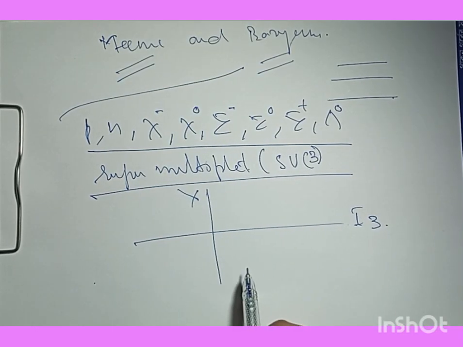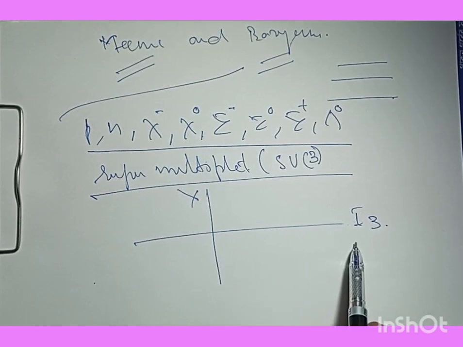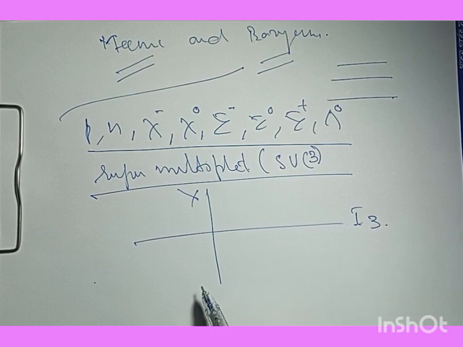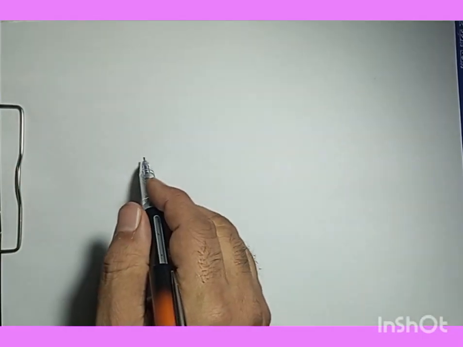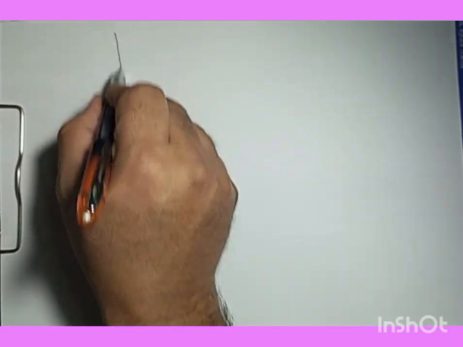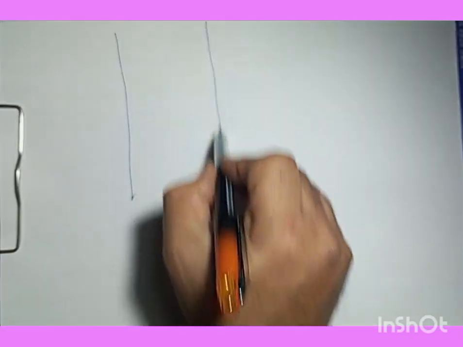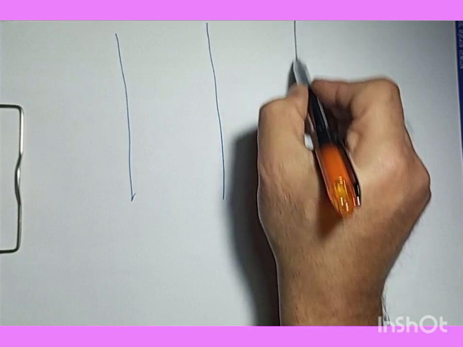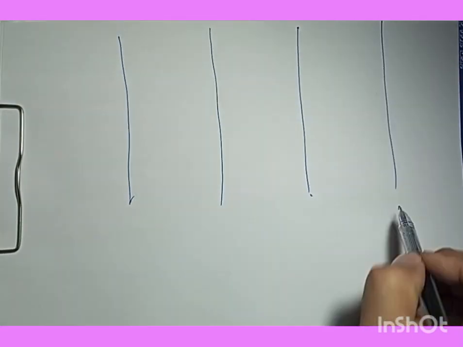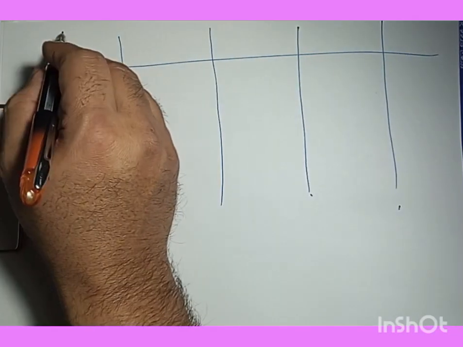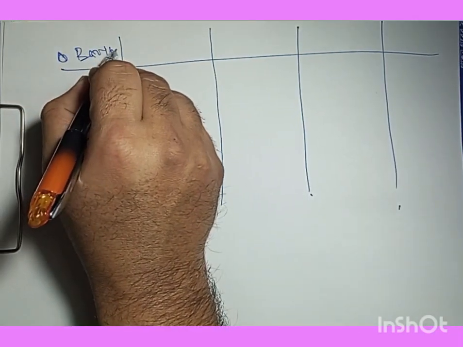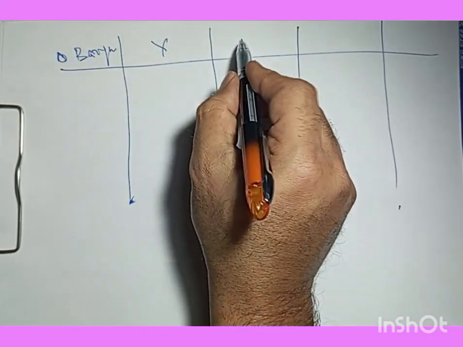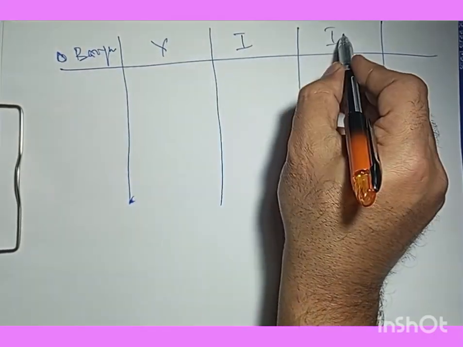By plotting a graph between the hypercharge Y and the third component of isospin I3, we would like to first illustrate the values of isospin, its third component, and hypercharge in a table. That would be the right thing to do here. We will have the name of the baryon, then the hypercharge, then the isospin, then the third component of isospin.